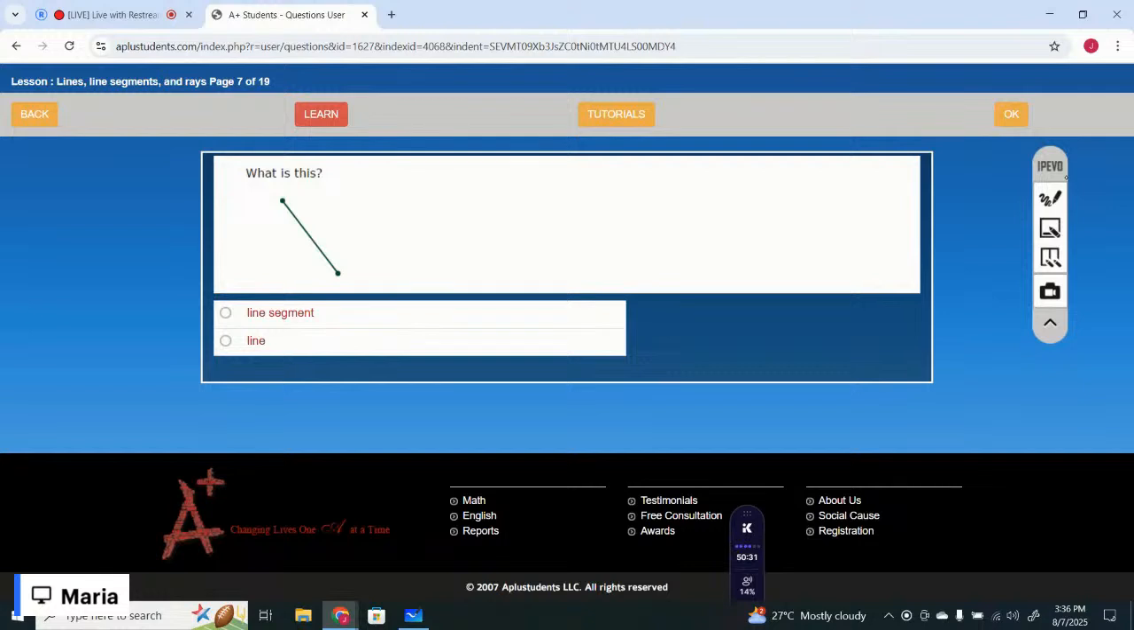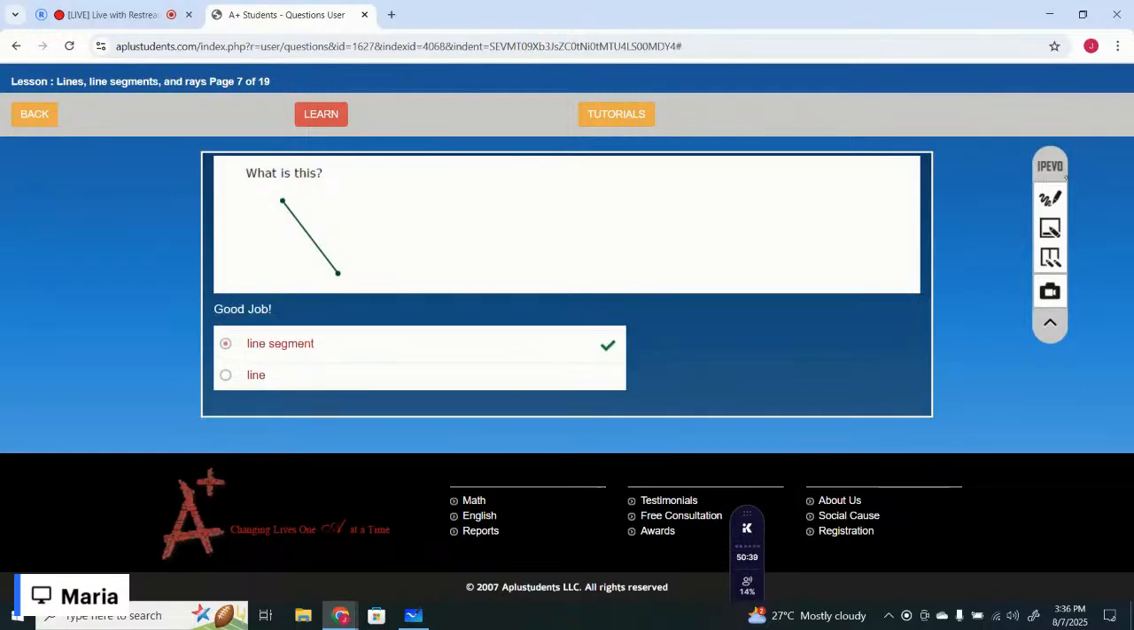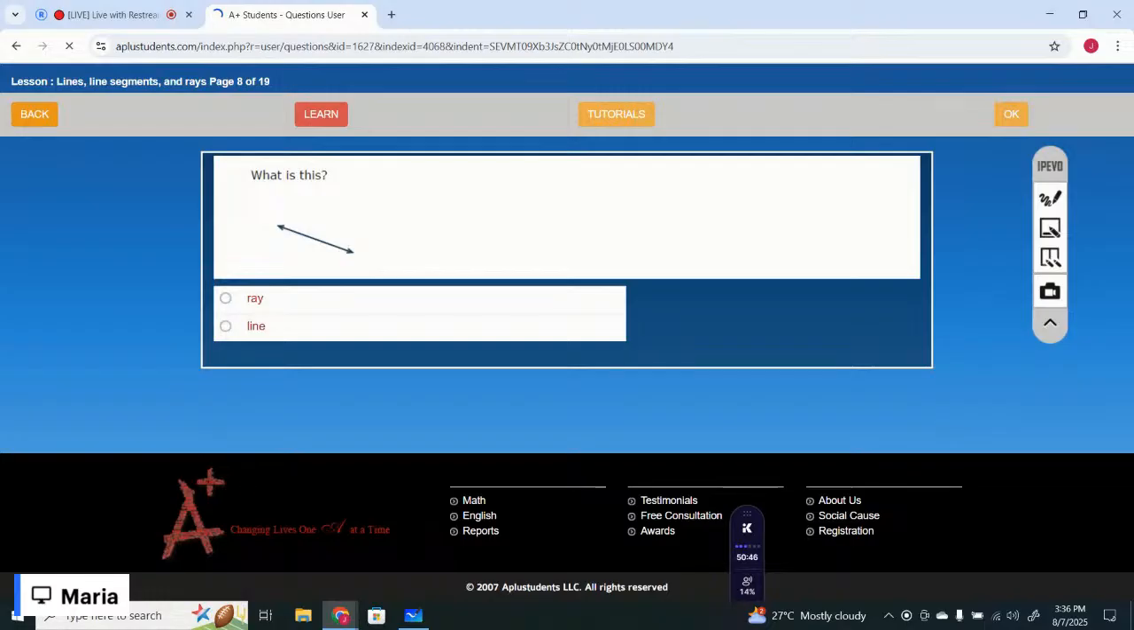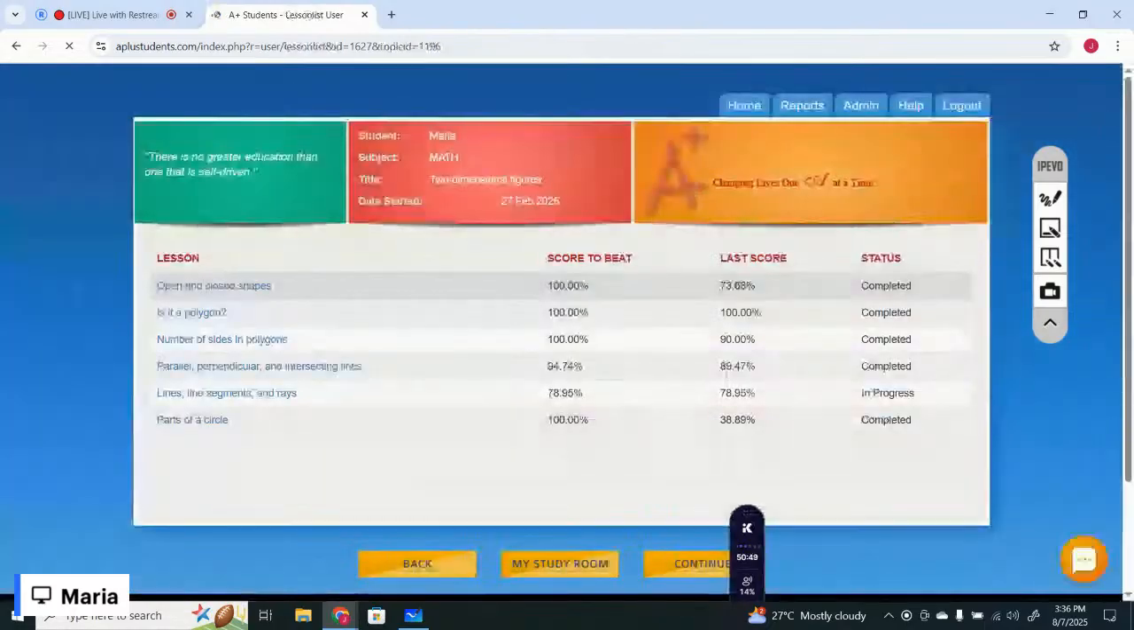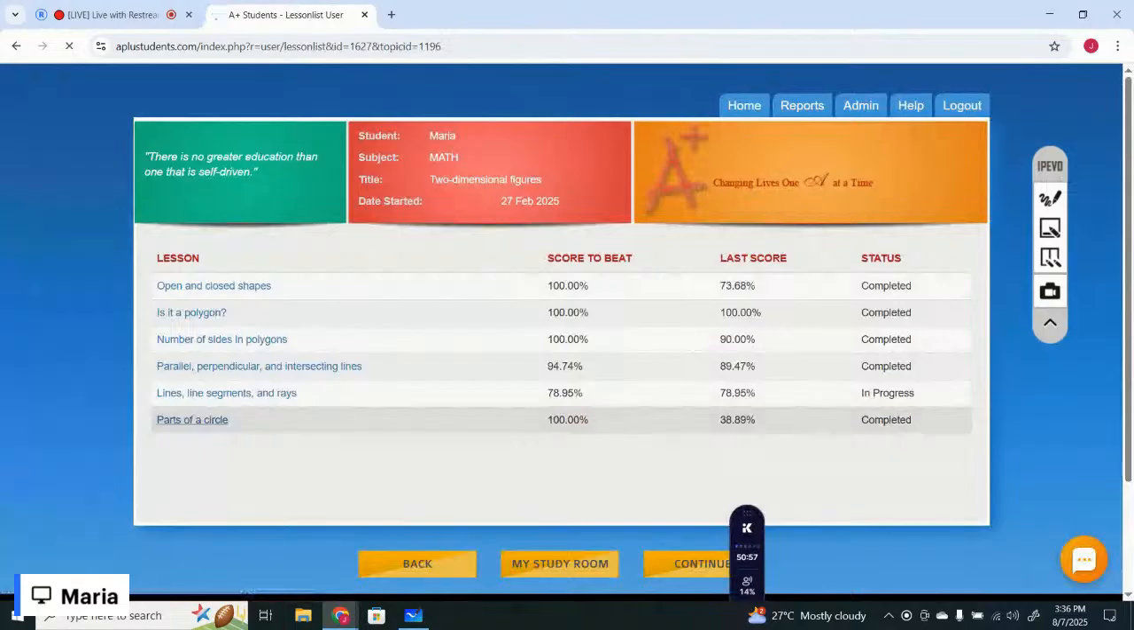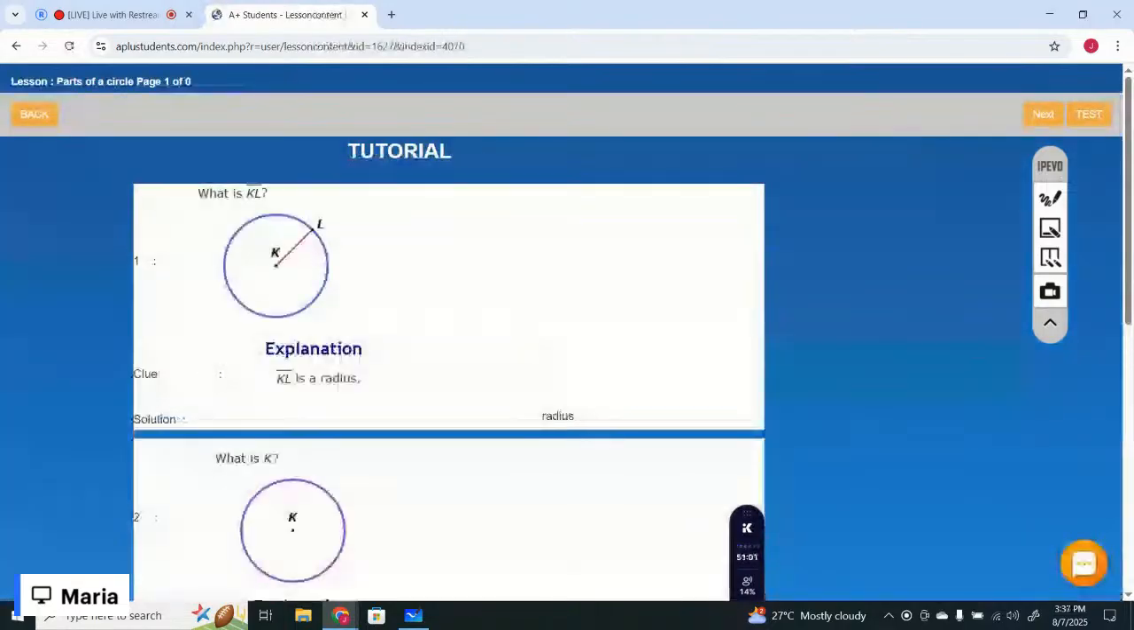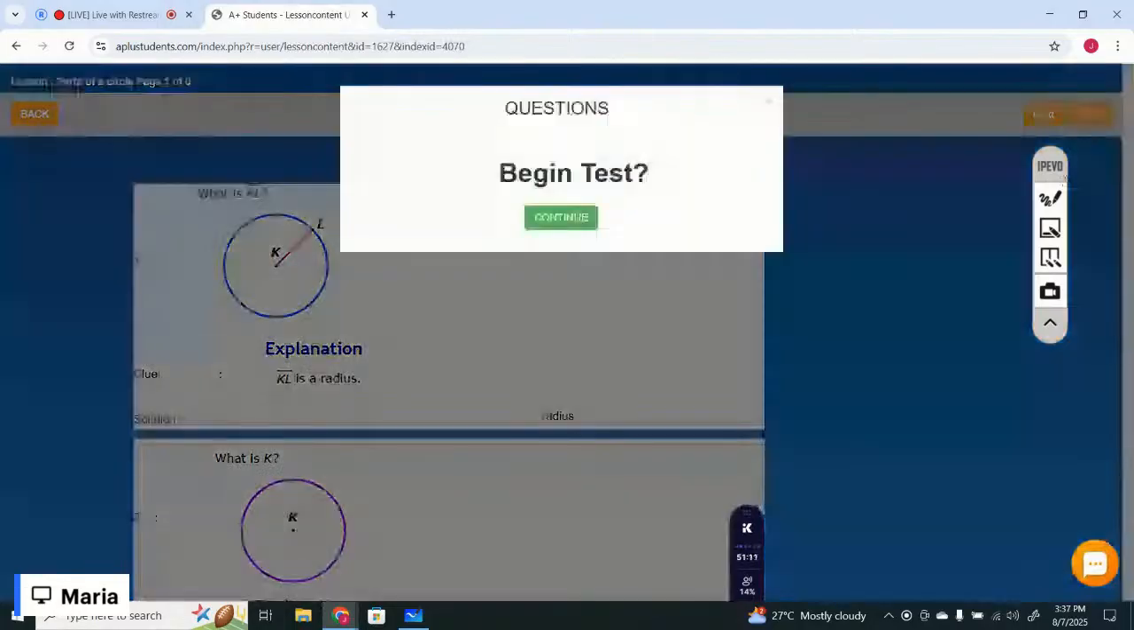What is this? Line segment it is, the correct option. Okay, you can complete the lesson by yourself later today. The next lesson is parts of a circle. Let's just start with the test questions.